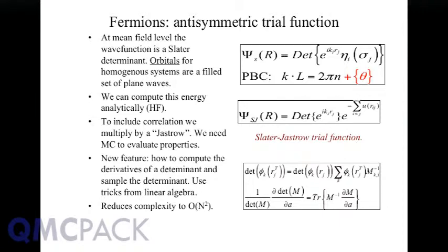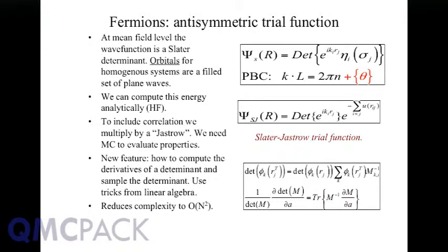Well, I was doing a uniform system. You have some sort of orbitals that have some momentum, and you just take like an LDA or a Hartree-Fock wave function, and you add in the Jastrow function, the Slater-Jastrow wave function. Now, the new features are that we have to compute the derivatives of a determinant and sample the determinant. And there we use tricks from linear algebra.